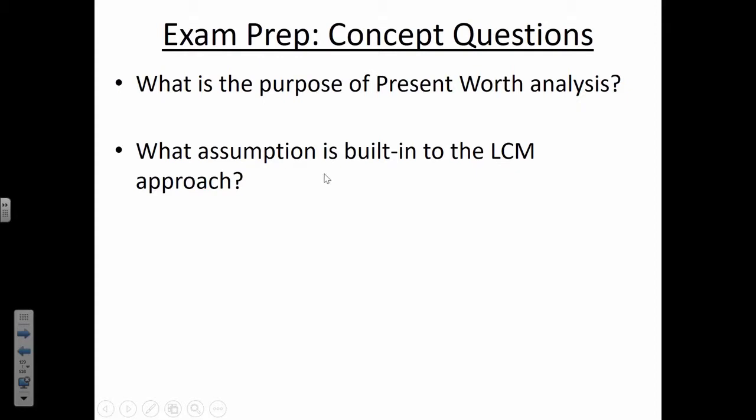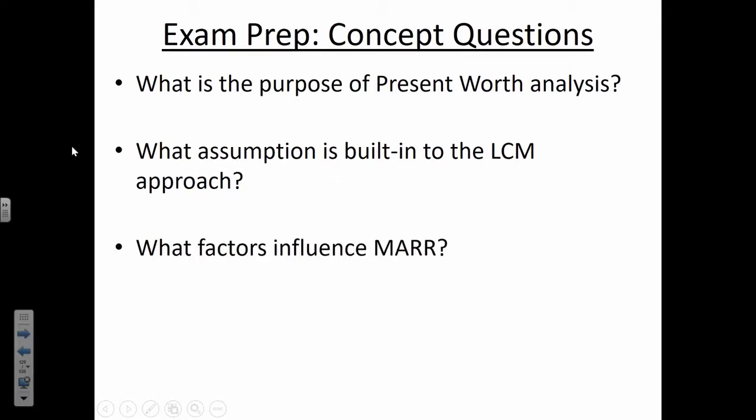So what is the assumption when we are repeating the cash flow diagrams, what are we assuming? Repeatability. Repeatability, that's right. And so we're assuming that the item can be purchased again in the future and generate the same revenues in the future as it did during the first cycle. So that's kind of the inherent assumption that's baked into the LCM approach.